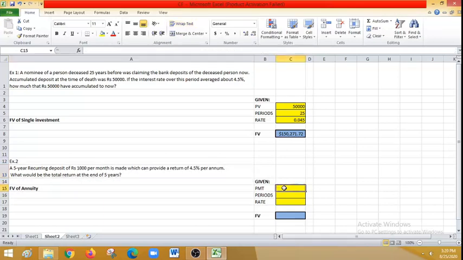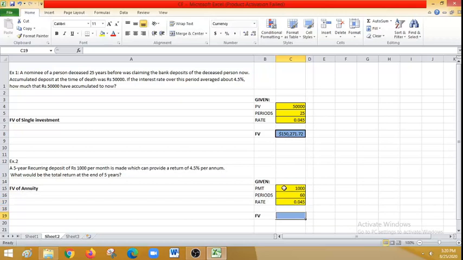So PMT. So what is the payment made? The payment made is 1000 rupees every month. Fine. So what is the number of periods? So the number of periods is, I have written as 5 years, but it is the payment made every month. So there are 12 months in a year. So 12 multiplied by 5. So the period is 60, right? What is going to be the rate? The rate is again 4.5%. So it is 0.045. Fine.